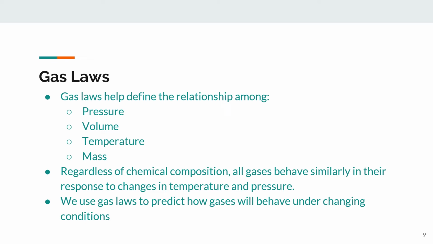So gas laws. We'll be looking at gas laws, and gas laws help define the relationship among pressure, volume, temperature, and mass. Regardless of the chemical compositions, all gases pretty much behave similarly in their responses to these changes in temperature and pressure. So we use these gas laws to predict how gases are going to change when we manipulate different variables.